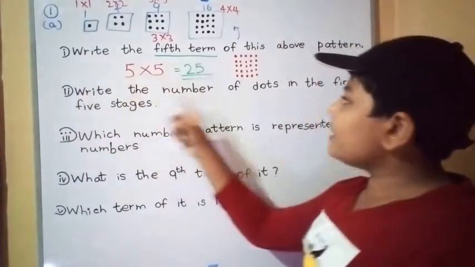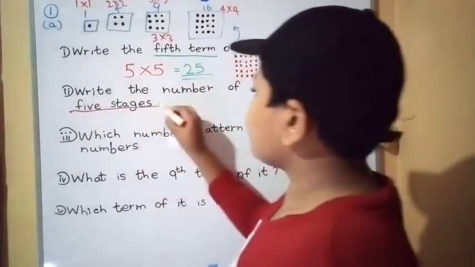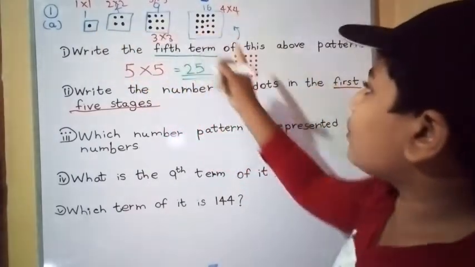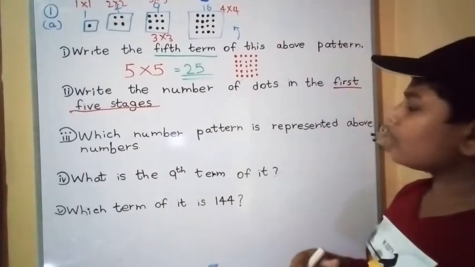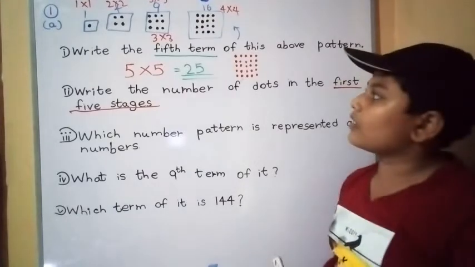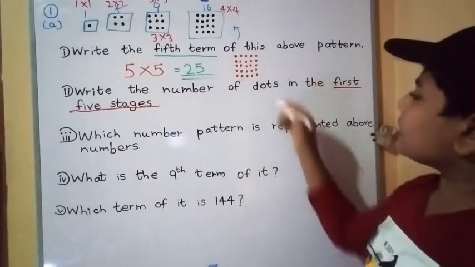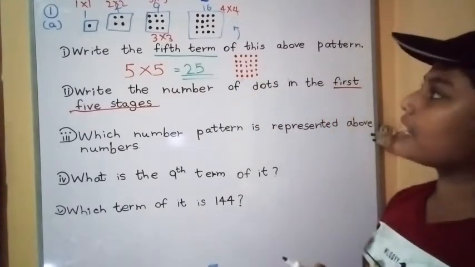The second one: write the number of dots in the first 5 stages. What are the first 5 stages? This is the first, 2, 3, 4, 5. Now, you want to write the number of dots in the first 5 stages. Right? Now, how can I get the answer for this?